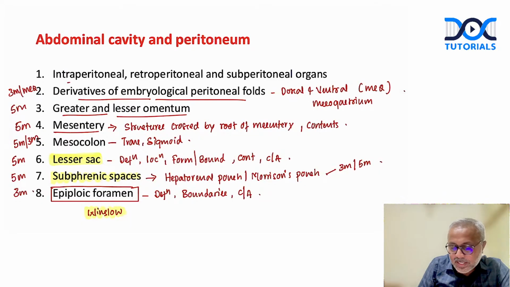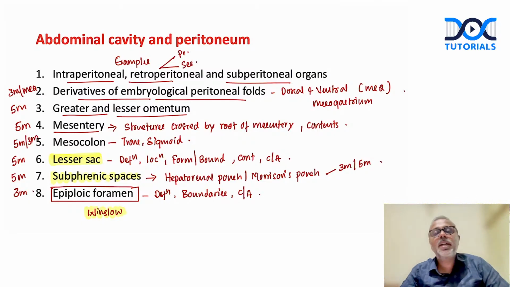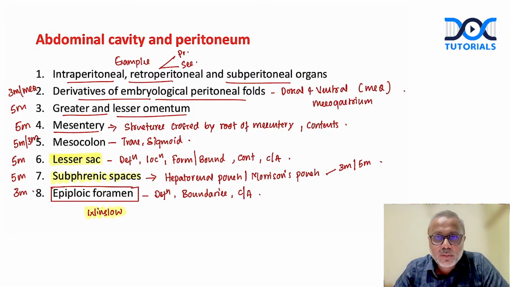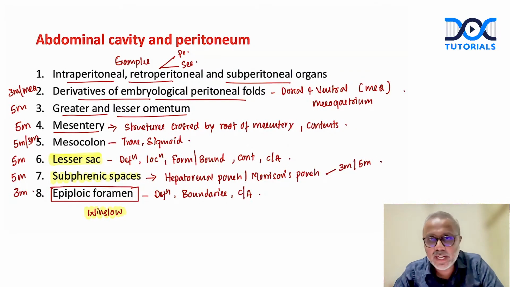Then examples, so remember this is like examples, okay? Examples for intraperitoneal, retroperitoneal and subperitoneal organs. And in retroperitoneal, what do we mean by primary and what do we mean by secondary retroperitoneal organs? Okay, this could be a very important MCQ topic. Are we clear? Right? So this is regarding the important questions that can be asked from the chapter of the abdominal cavity and the peritoneum.